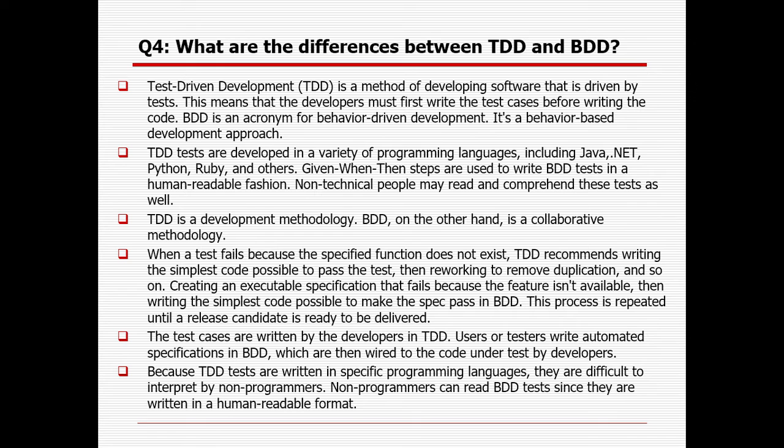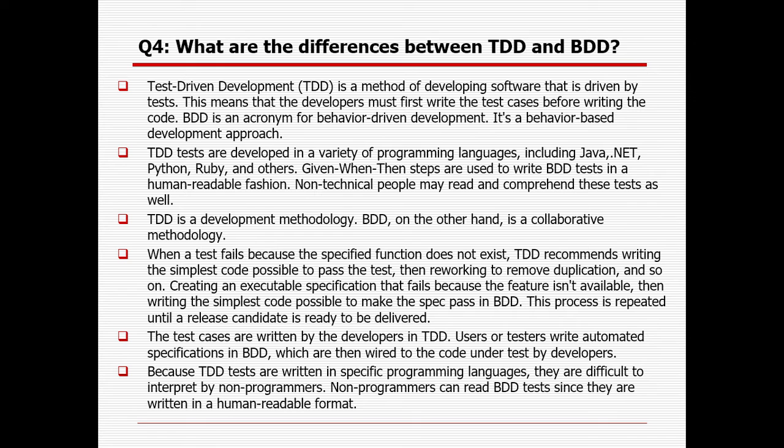TDD tests are developed in a variety of programming languages. It can be Java, .NET, Python, Ruby, and other programming languages. Whereas in BDD, the Given, When, Then steps are used to write BDD test cases in a human readable fashion. Non-technical people like product owners, scrum masters, or business analysts can also read and comprehend these tests. So TDD is a development methodology, whereas BDD, on the other hand, is a collaborative methodology.